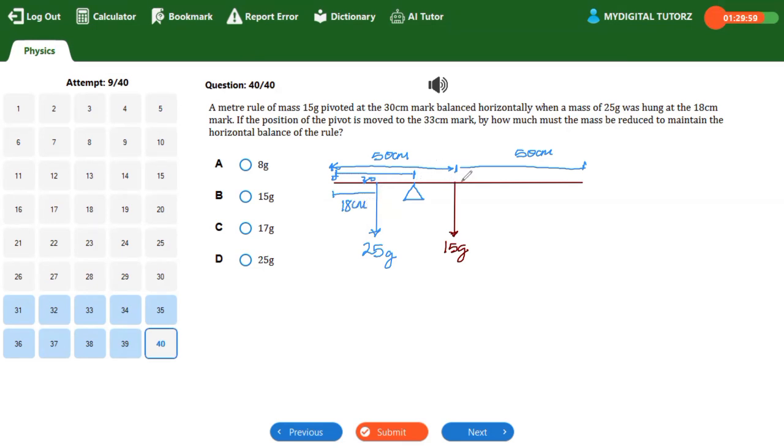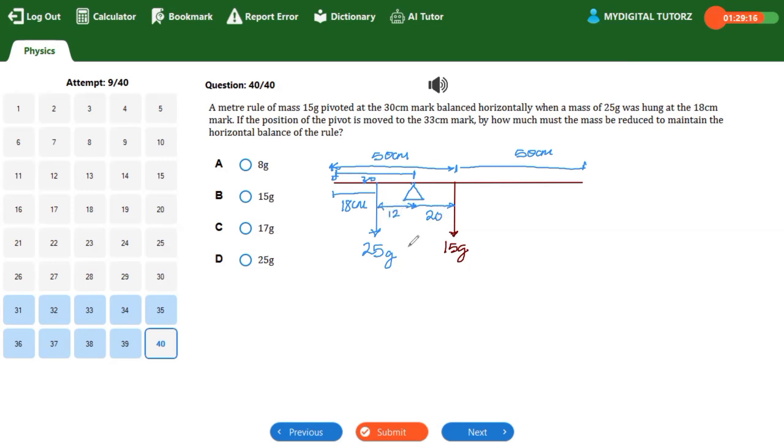So now you have to balance the distance. If from here to this point is 50, and from here to this point is 30, what will be from here to here? That should be 50 minus 30, that will give us 20. Also, from here to here is 30, and from here to here is 18. What will be this middle? That will be 30 minus 18, which will give us 12.